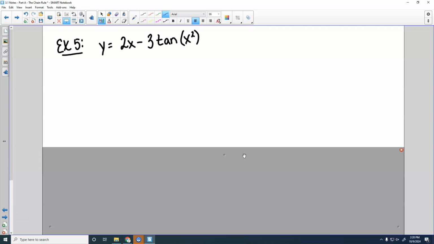Where's our chain rule on this? What's our inside? What's our outside? Okay, so we got this x squared is our inside part. Our 3 tangent is our outside part. What about that 2x? It's separated out by a minus sign, so it's just 2. We just take the derivative of it, right?